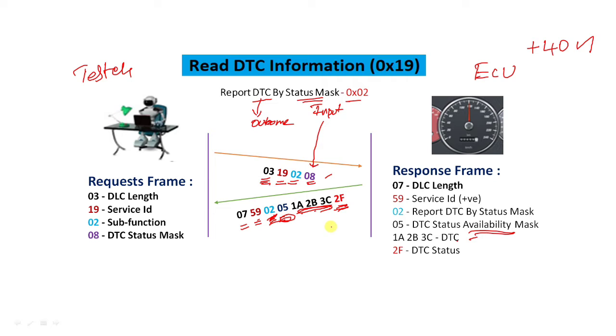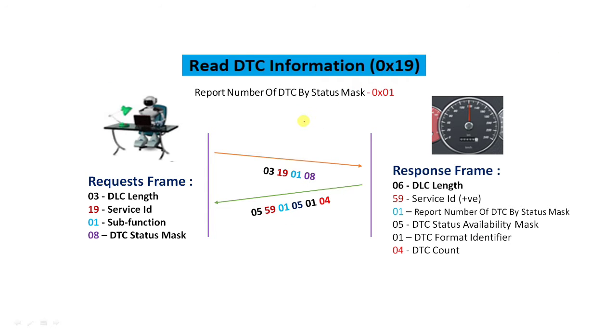Now you can understand the format of this particular subfunction. Here you're getting the subfunction, then the DTC status availability mask, then the DTC followed by the DTC status. So this is what you'll be getting from 02. And 01 will not take more time, because it will just give the number.